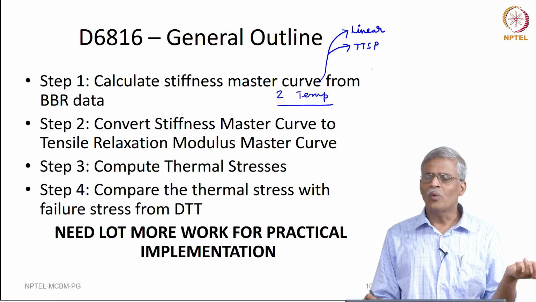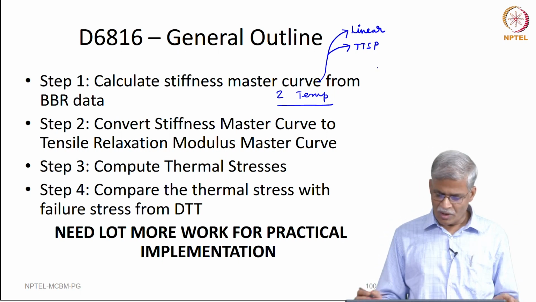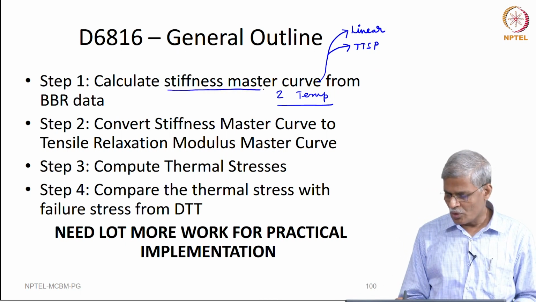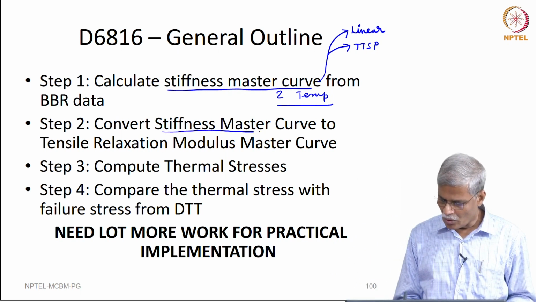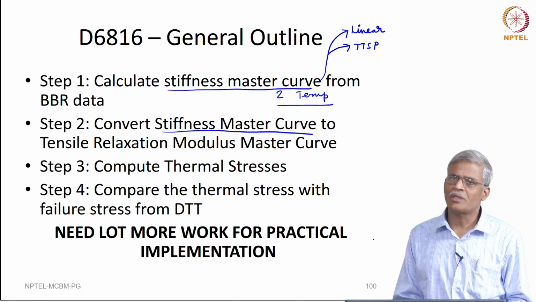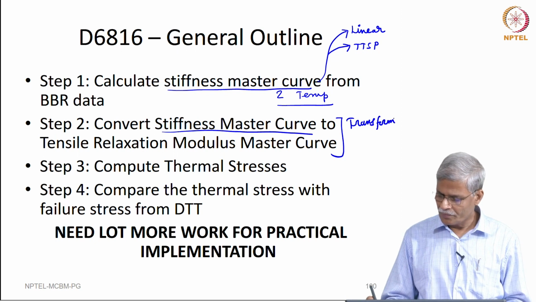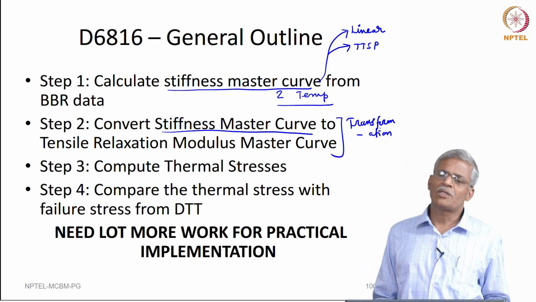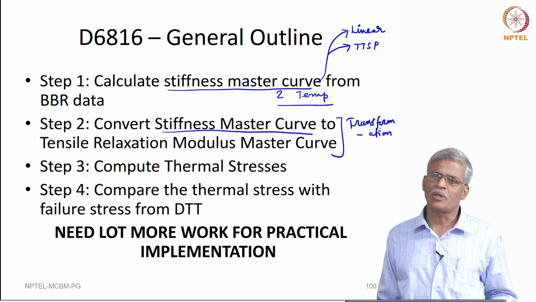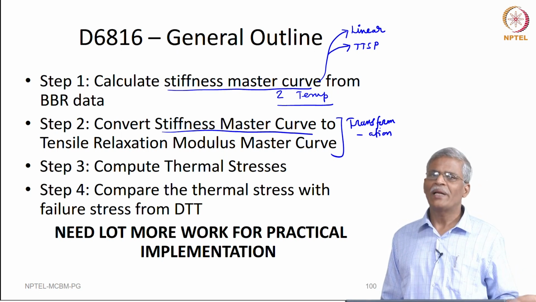So, once we measure the compliance, then when we find out the stiffness master curve, what we are going to do is convert the stiffness master curve to the tensile relaxation modulus master curve. So, some kind of a transformation should happen here. It is not straightforward to flip between a stiffness master curve and the relaxation modulus master curve. Why? Relaxation modulus is basically defined in a specific way, stiffness master curve is defined in a completely different way.